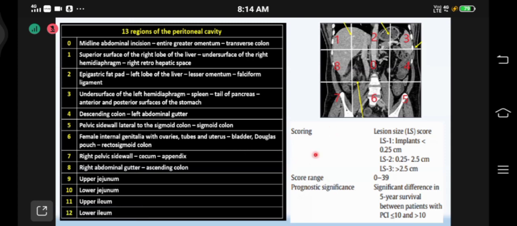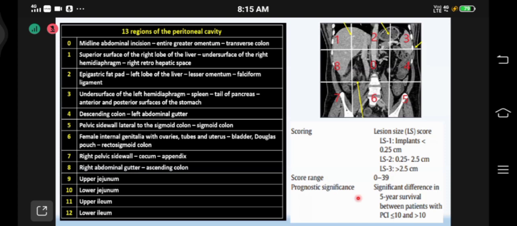Now coming to the scoring system. Scoring is based on the implant size, the metastasis or nodular size. If it is less than 0.25 centimeters, very tiny dots, then they are given a score of 1. If the lesion size is between 0.25 and 2.5 centimeters, they are given a score of 2. And they are given a score of 3 if it is more than 2.5 centimeters. Okay, 1, 2, and 3. So what is the maximum score we can expect here in 13 regions? It should be 39, right?